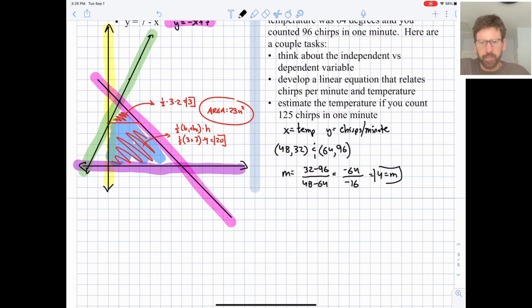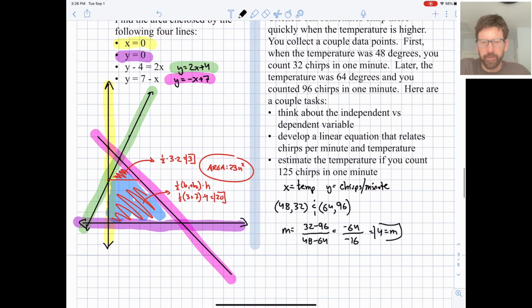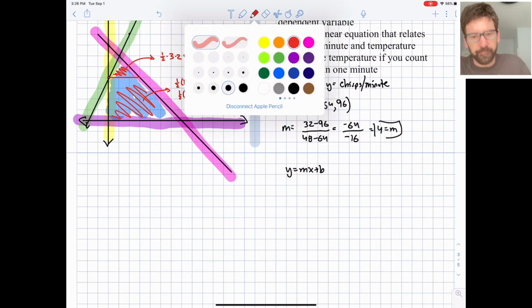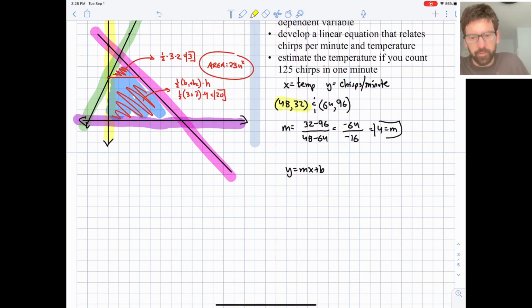We need to find a y-intercept though. So how many chirps would it be for 0 degrees? Okay, and I'm assuming we're working with Fahrenheit, that we don't know for sure. Okay, but 0 degrees. Okay, so let's pick a point to use, and I'm just going to arbitrarily pick that point and the slope for x, y, and m. We can plug that in. So y is 32, m is 4, x is 48, plus our unknown b.